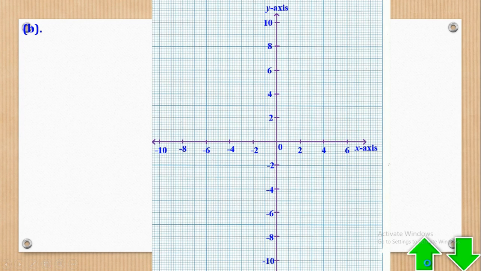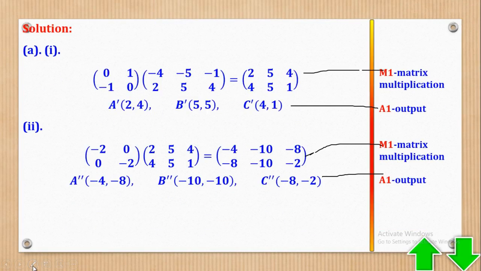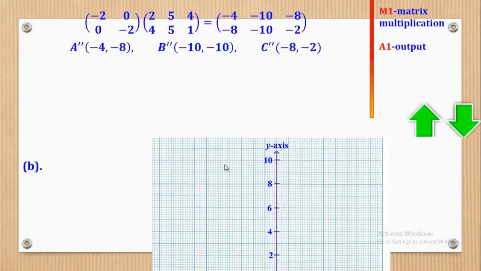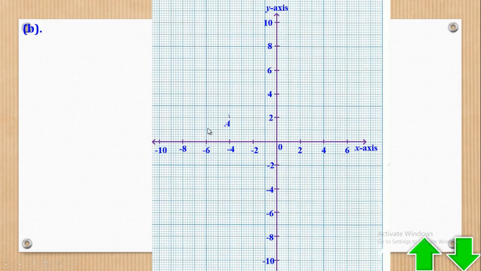Remember that triangle ABC has coordinates. These are the coordinates for triangle ABC. So A is (-4, 2), B is (-5, 5), and C is (-1, 4). So let's first plot that triangle ABC. So that is triangle ABC.